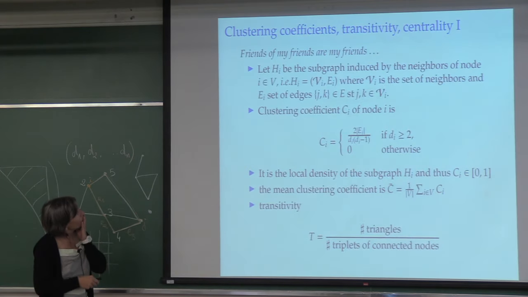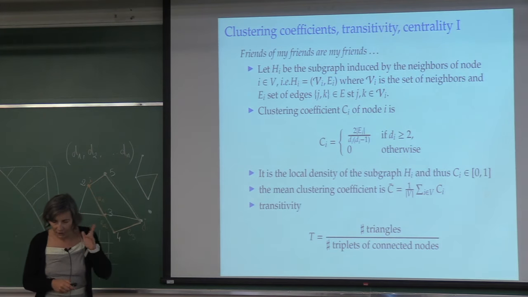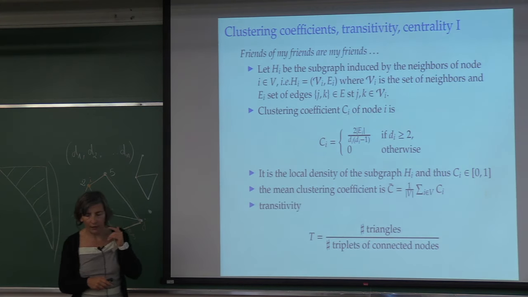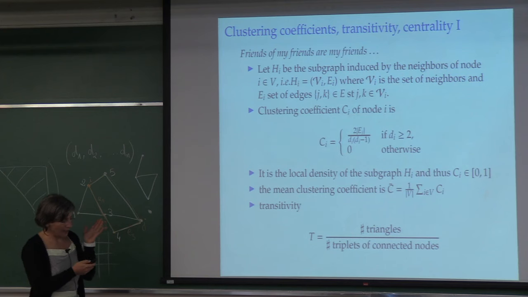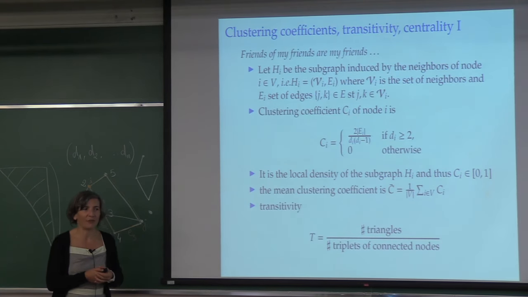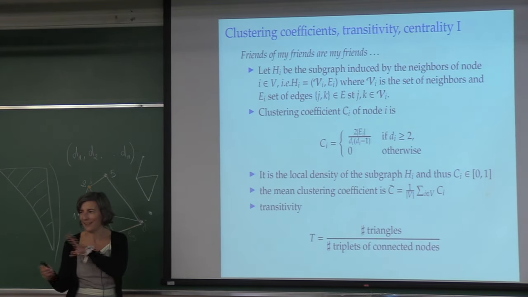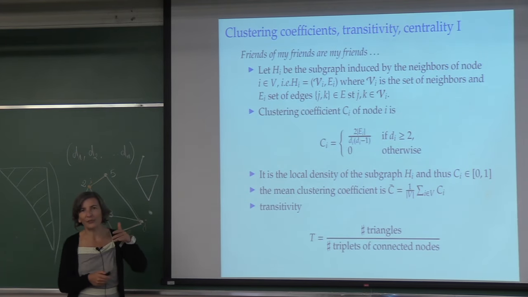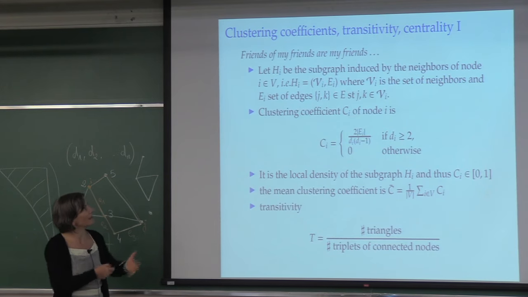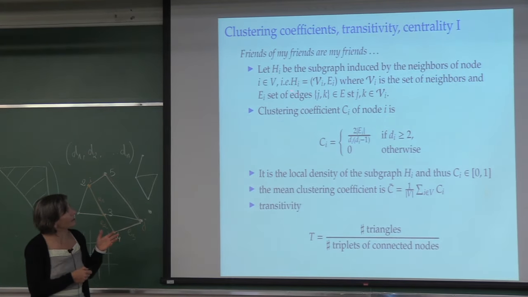Okay. Now, another notion, the clustering coefficient, which is an idea that comes from sociology again. And that translates this sentence: friends of my friends are my friends, okay? If you have a Facebook profile, you probably know, I don't know, hundreds of people. But in fact, do you really know them? That's another question, okay? But you tend to be connected to people you just met because they are friends of your friends, etc. So let's formalize this in a mathematical way.